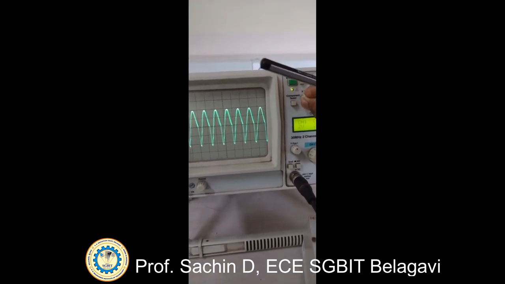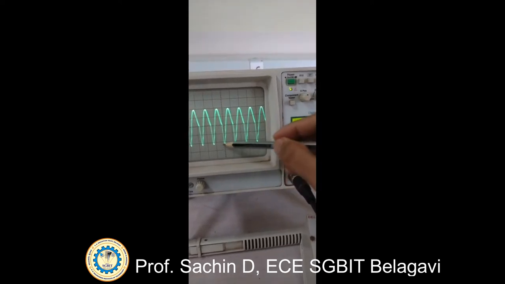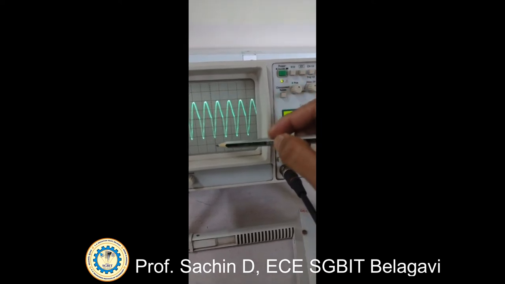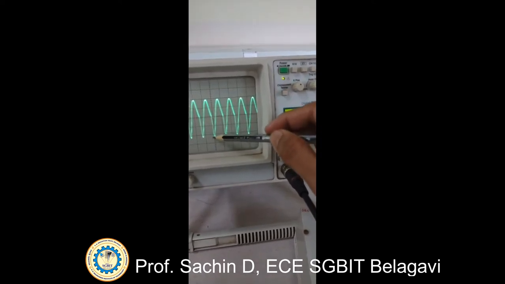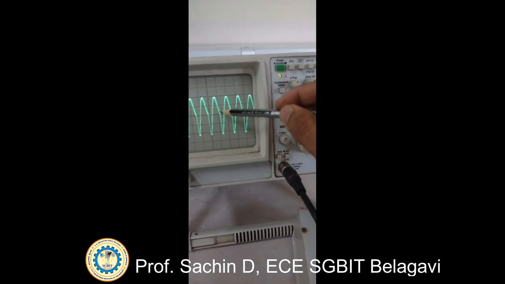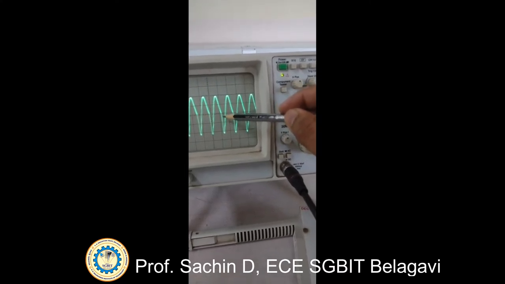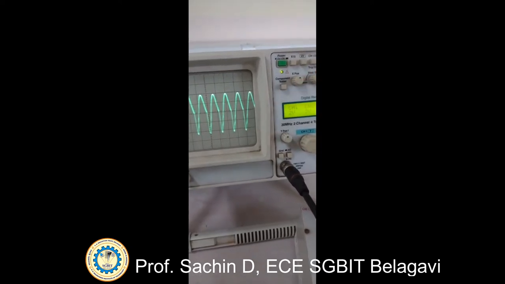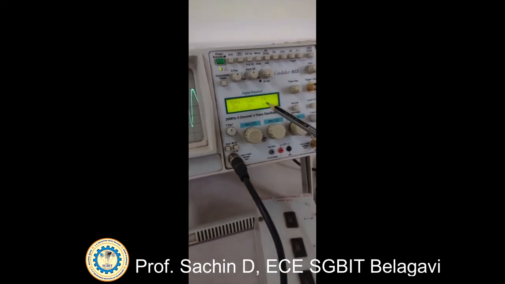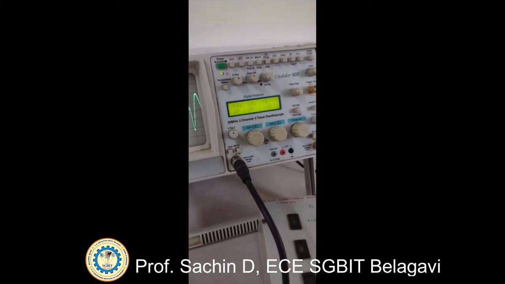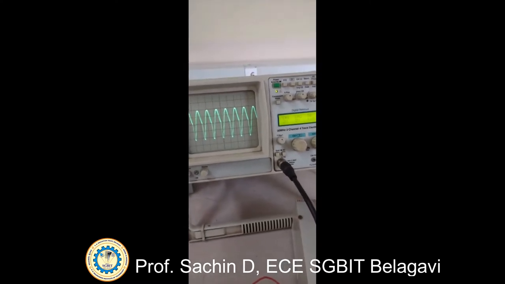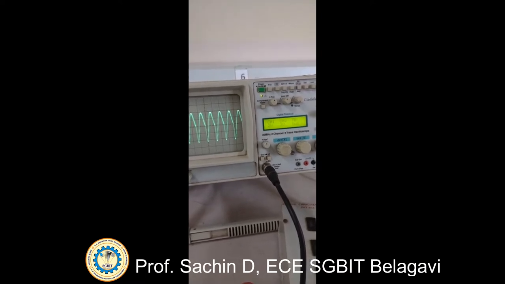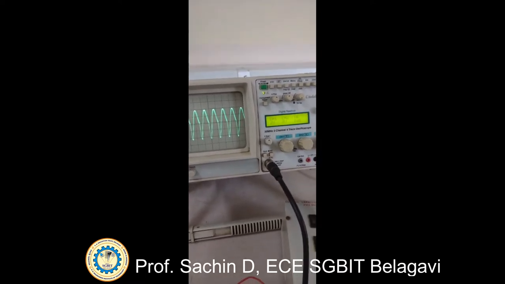Here you can see from crest to crest, or trough to trough. You can check the frequency from crest to crest or trough to trough. From trough to trough, how many divisions is it covering along the x axis? It is covering 1.2 divisions: one complete division, and after that 0.2. So it is 1.2 divisions into 1 microsecond, and that is the time period of my signal. So 1.2 into 1 microsecond gives 1.2 microsecond. If I take the reciprocal of that, we get the frequency.